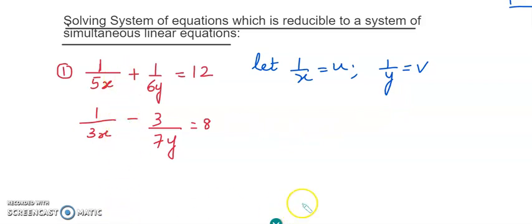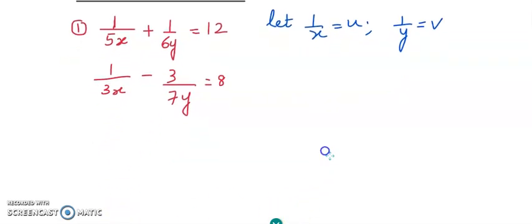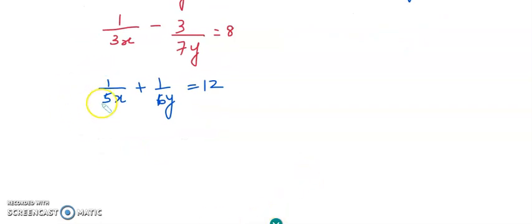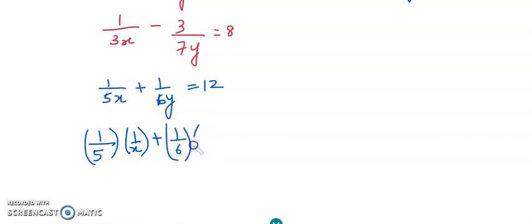I'm planning to work it out on the left side itself, so I have plenty of space. So let me say 1 upon 5x plus 1 upon 6y equals 12. Correct? Can I rewrite this as, because I have a fraction as well as my variable in the denominator, so I'm going to write that fraction coefficient as 1 upon 5, the variable as 1 upon x, same way 1 upon 6, 1 upon y equals 12.